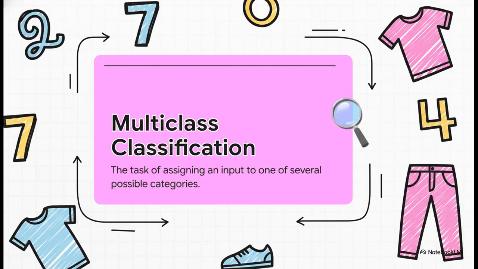Now, the fancy technical term for this is multiclass classification. I know, it sounds a little intimidating, but it's not. All it really means is that we're teaching the machine to sort things into several different piles, instead of just a simple yes or no. Think of it like a digital sorting hat, but for pictures.